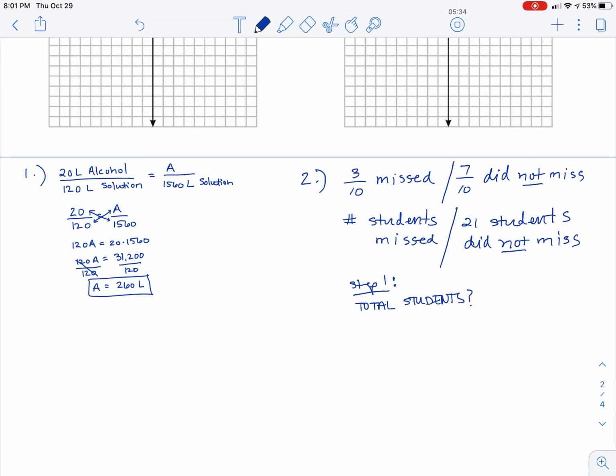Okay, so I can take what I do know, and the most information that I know exists right here, the 7/10 and the 21. So I'm going to use those two to say, all right, then let's figure this out. 7/10 of what number is 21? Once I figure out that total number, I can apply that to the number of students that missed the demonstration. So let's work this out.